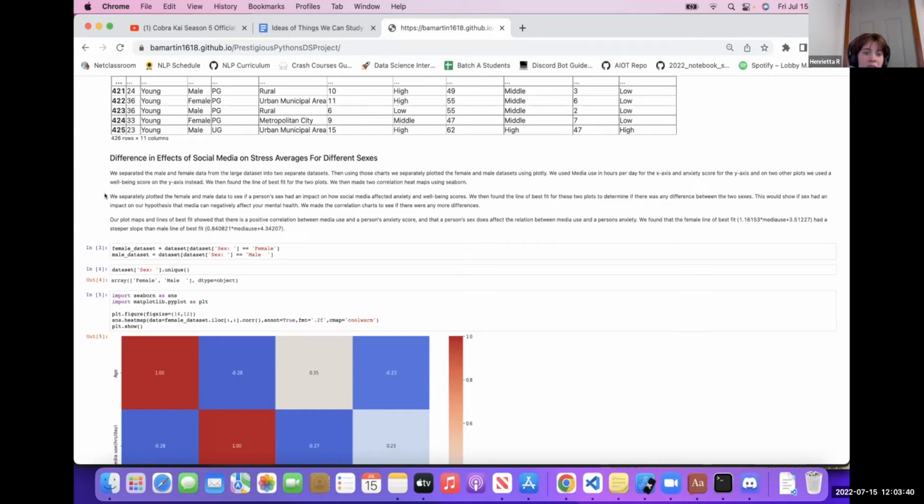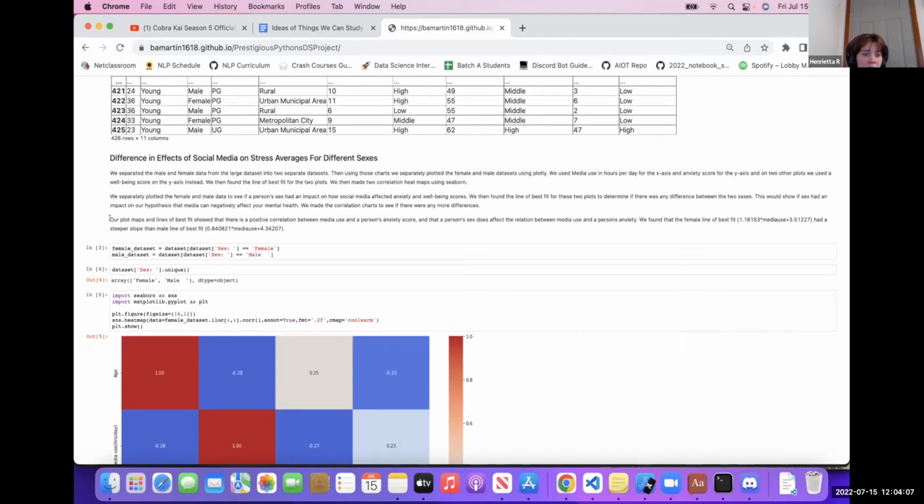We separately plotted the female and male data set to see if a person's sex had any impact on how social media affected anxiety and well-being scores. We then found the line of best fit for these two plots to determine if there was any actual difference between the two sexes. This would show if a sex had an impact on our hypothesis that media negatively affects your mental health. We made correlation charts to see if there were any more differences too.